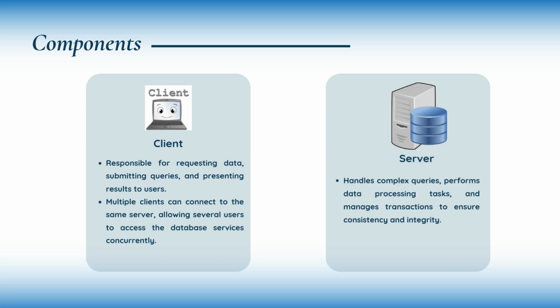Let us now look at the key components in the client-server architecture. So the first key component is the client. The client is typically a front-end application or a user interface that interacts with the users. It can be a desktop application, web application, or a mobile app. The clients are responsible for requesting data, submitting queries, and presenting results to the users. Multiple clients can connect to the same server, allowing users to access the database services concurrently. The server is the backend system that manages data storage and processing. The server handles complex queries, performs data processing tasks, and manages transactions to ensure consistency and integrity.